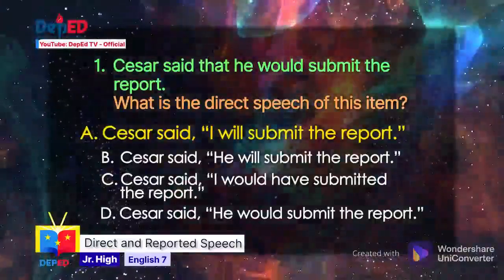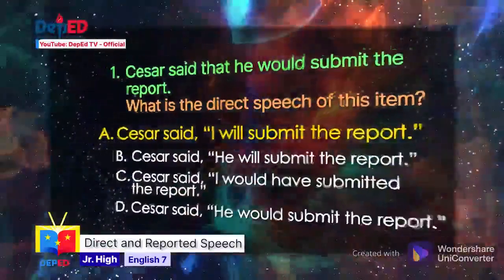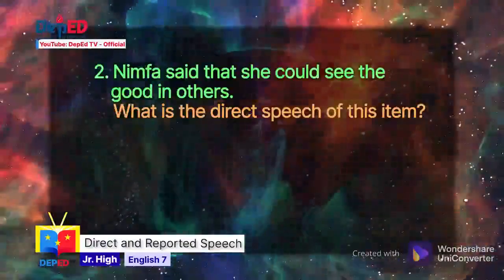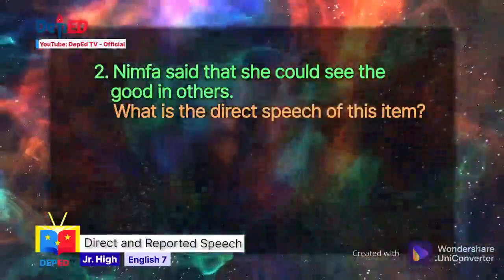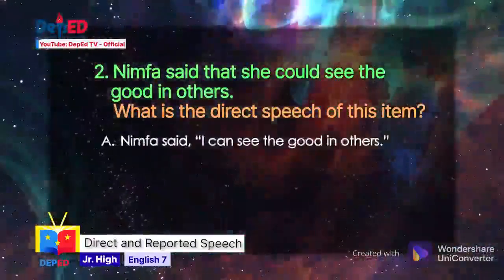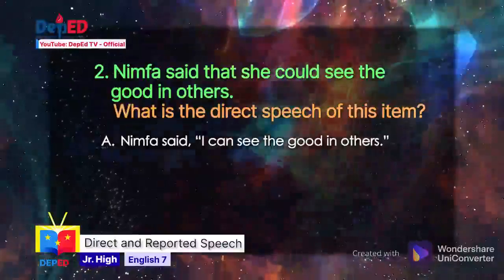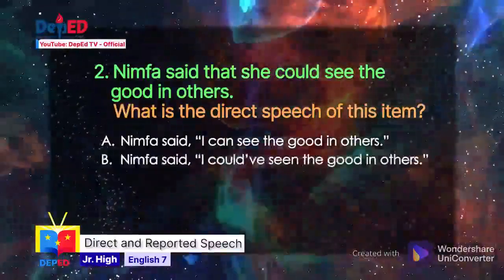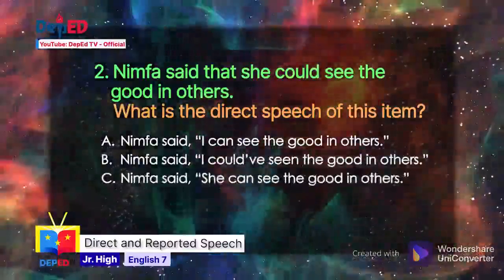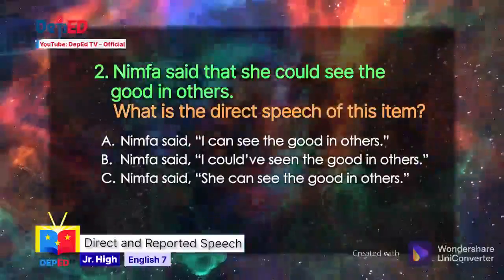Number 2. Nympha said that she could see the good in others. What is the direct speech of this item? Letter A. Nympha said, "I can see the good in others." Letter B. Nympha said, "I could have seen the good in others." Letter C. Nympha said she can see the good in others. Or letter D. Nympha said she could see the good in others.